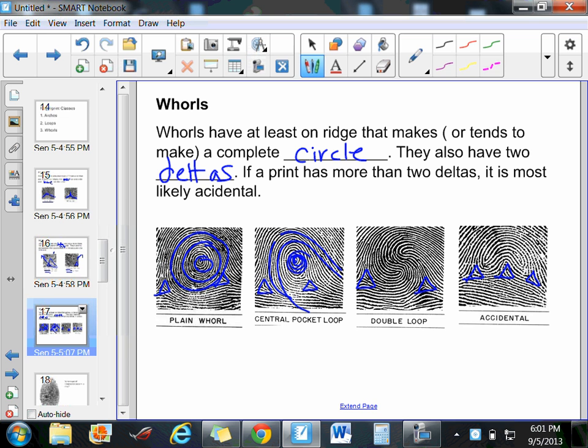To tell if it's a double loop whorl, it's 2 loops that have swirled around each other. So I like to look for an S pattern here. And then for an accidental loop, a good giveaway is if it has these 3 deltas, or if you can't really tell what the fingerprint is. It looks like a whole bunch of patterns mixed together.